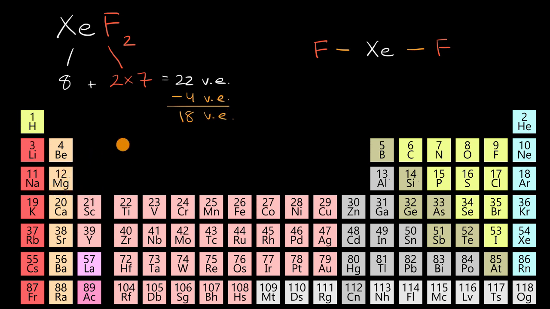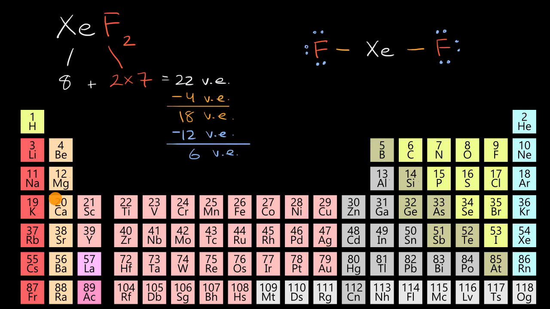Now the next step is we want to allocate them to our terminal atoms and try to get them to a full octet. Each of these fluorines already have 2 valence electrons that they are sharing. So we need to give each of them 6 more. So 2, 4, 6, 2, 4, 6. So I've just allocated 12 more valence electrons. So minus 12 valence electrons means that we still have 6 valence electrons left to allocate.